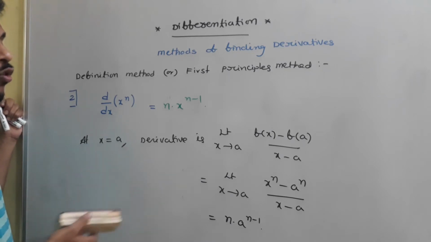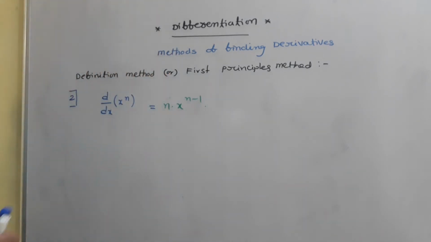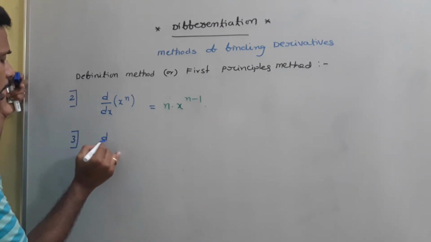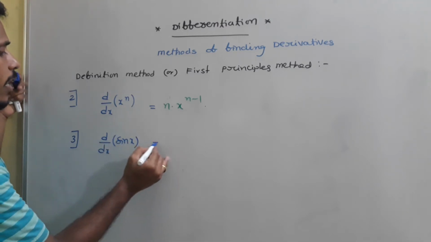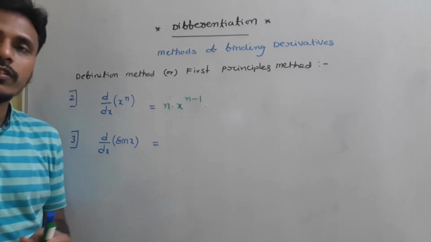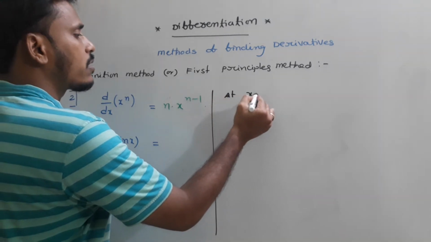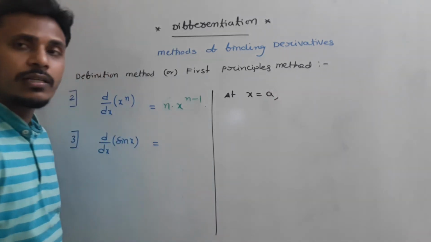In the same way we are going to calculate derivatives for some more standard functions. And now think about the derivative of one trigonometric function, anything, as you wish. Third one, d by dx of sin x. I am trying to find the derivative for sin x using this first principles method. I am trying to calculate at a point x is equal to a. If you wish to calculate the derivative at a point x is equal to a, or you may say at a point x is equal to alpha, that's up to you.